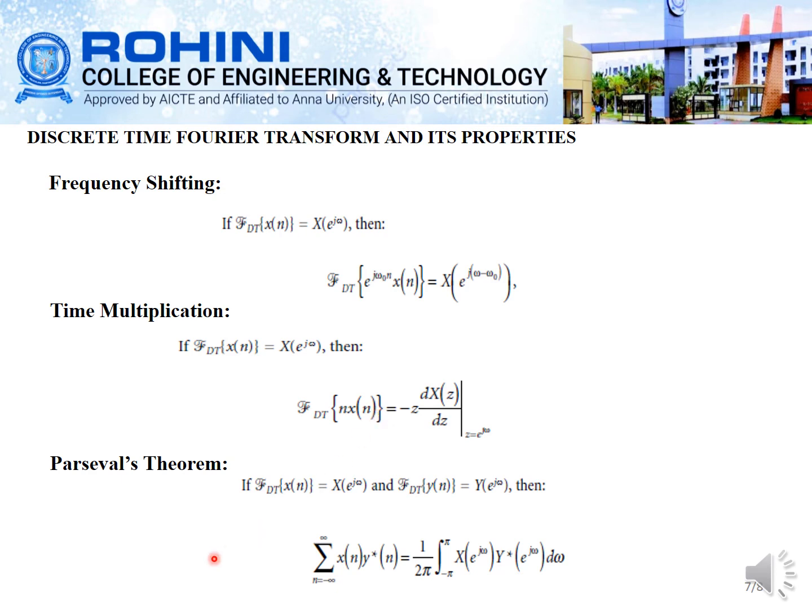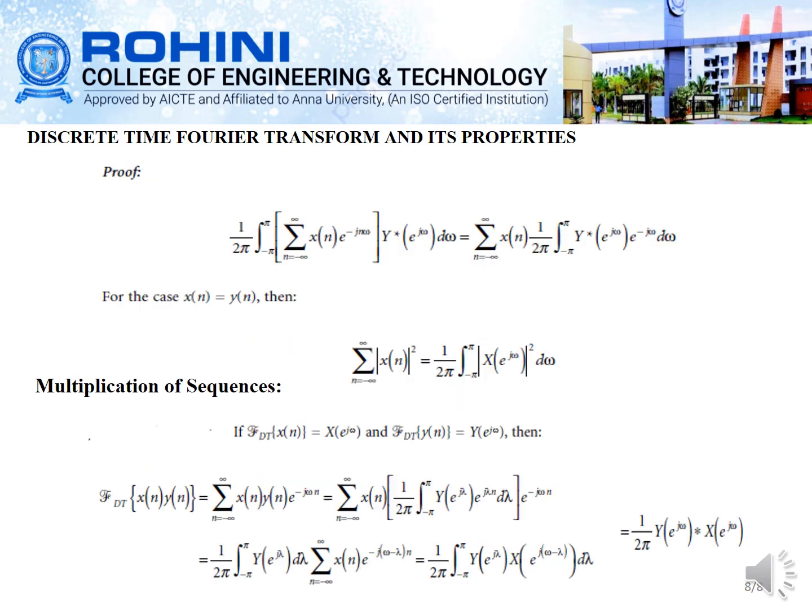And next one is Parseval's theorem. Here, if the discrete time Fourier transform of x of n is X of e power j omega and the discrete time Fourier transform of y of n equal to Y of e power j omega, then summation of x of n into y conjugate of n equal to 1 by 2 pi integral of X of e power j omega into Y conjugate of e power j omega into d omega.